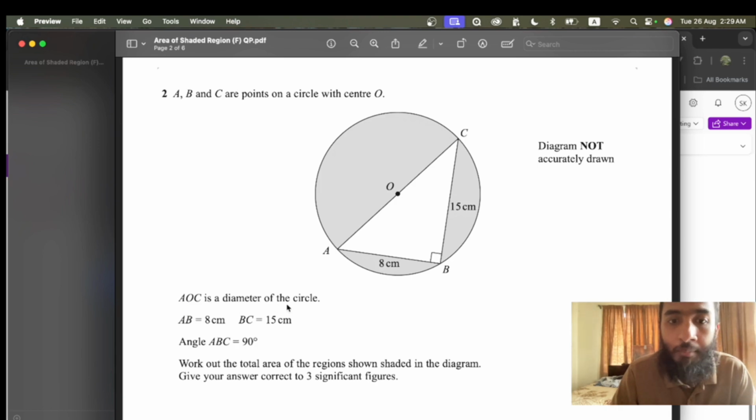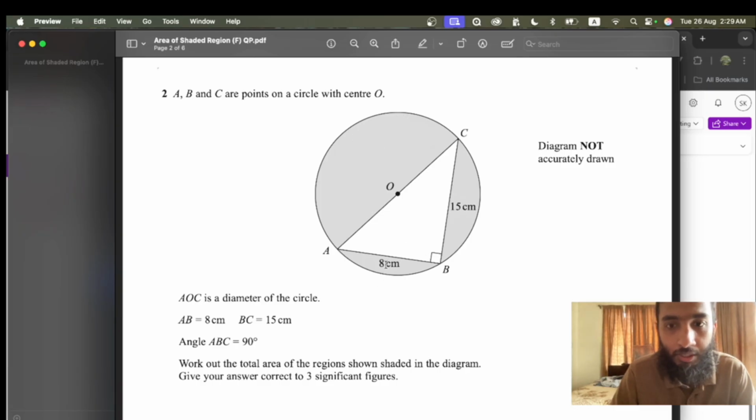AOC is the diameter of the circle. AB is 8 centimeter. BC is 15 centimeter. Given here, angle ABC, this angle is 90 degree. You have to work out the total area of the regions shown in the shaded diagram.